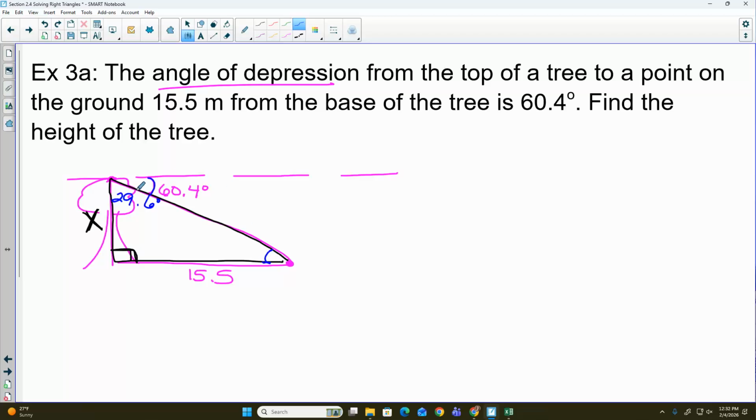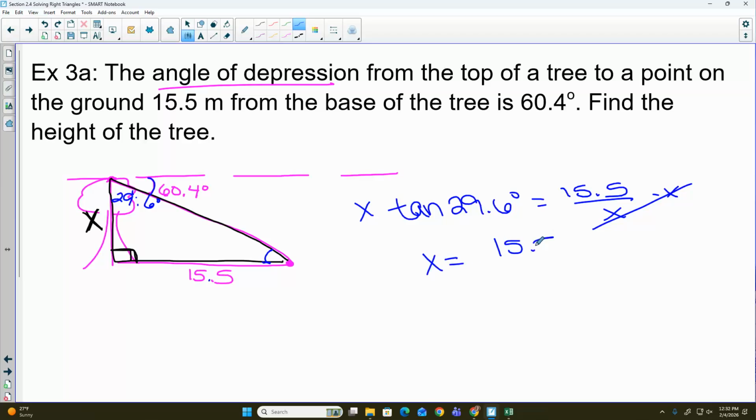So if I'm picking this, we're thinking back to SOHCAHTOA. This is opposite. This is adjacent. What trig function would we use? Tangent. The tangent of 29.6 degrees equals 15.5 over x. Okay, you can multiply your x over, but then what am I going to have to do? Divide 15.5 by tangent of 29.6. Type that in, 15.5 divided by tangent 29.6.